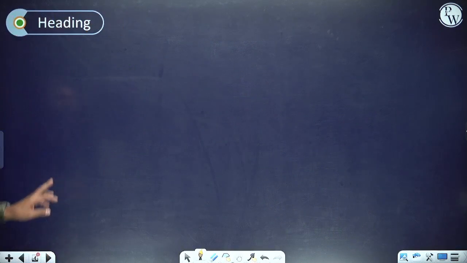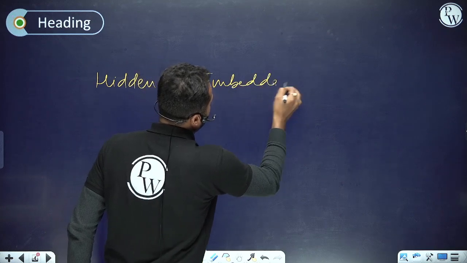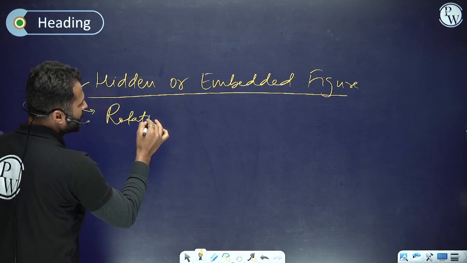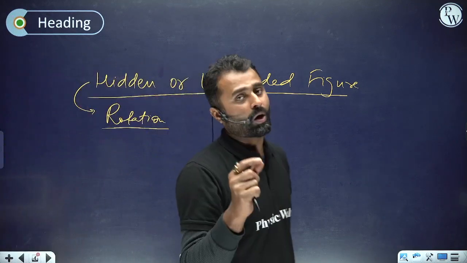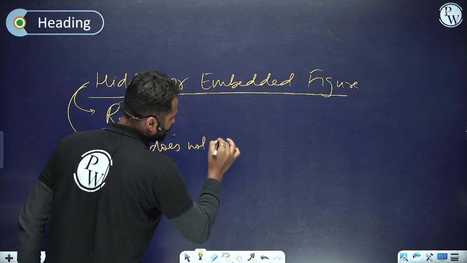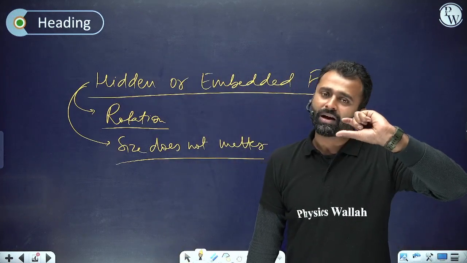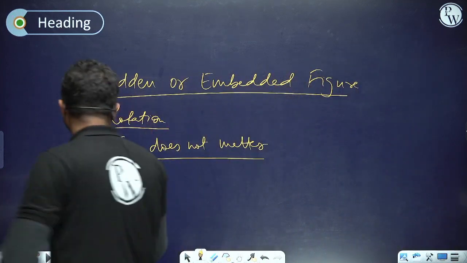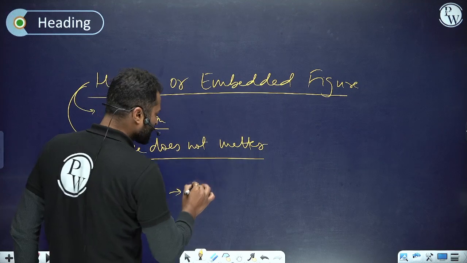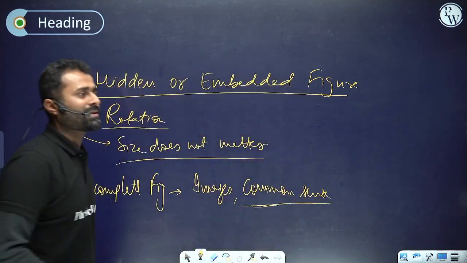So talking about hidden or embedded figure, you may call this as embedded figure. As I told you, there are two parts. One is rotation. It would be mentioned in the question whether you can rotate the structure or not. But it's a very important point we need to note down here, that size does not matter. Every place size matters, but this is the place where size does not matter. That is, in the question, it can be a bigger structure or a smaller structure. Talking about incomplete figure, that's entirely based on concept of images and obviously your common sense. So this is going to be the target for today's session.